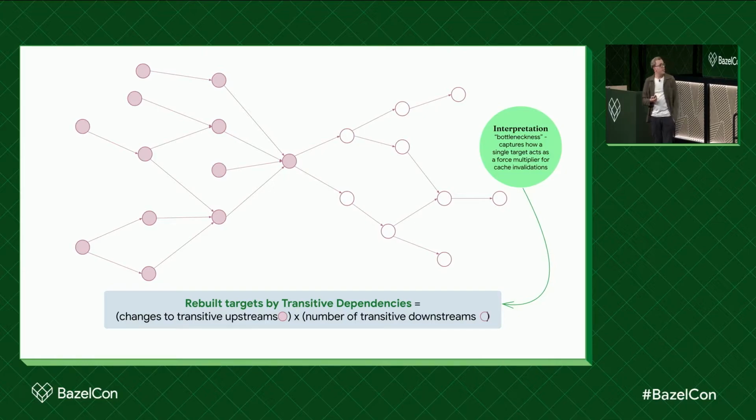And this is an interesting one because this can act as a score for bottlenecking, or bottleneckness, in our graph, because we can interpret this as how much a single target, like the one in the middle here, acts as a force multiplier for these types of cache invalidations through our graph. And by having this, we can identify certain pieces of the code that, if we can split them up and isolate them, can have a large positive impact on the way that our graph looks.